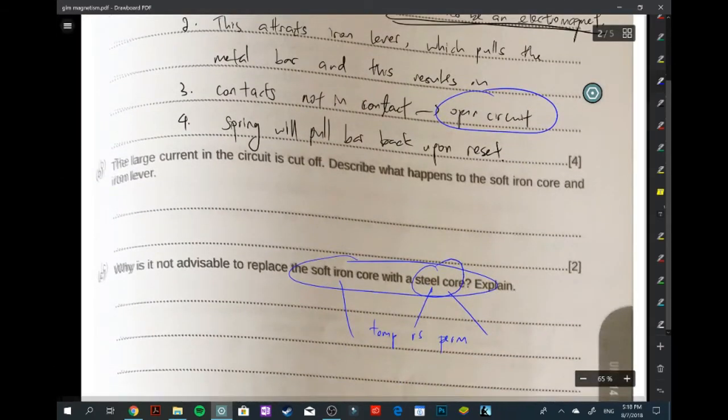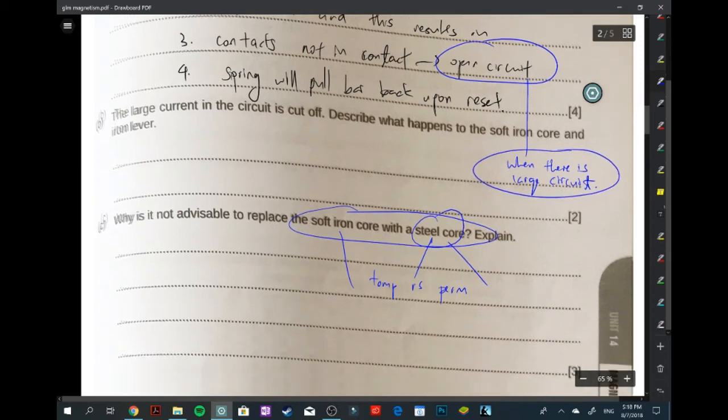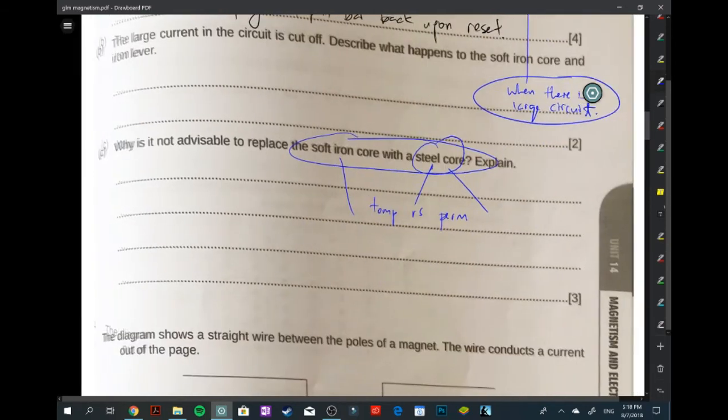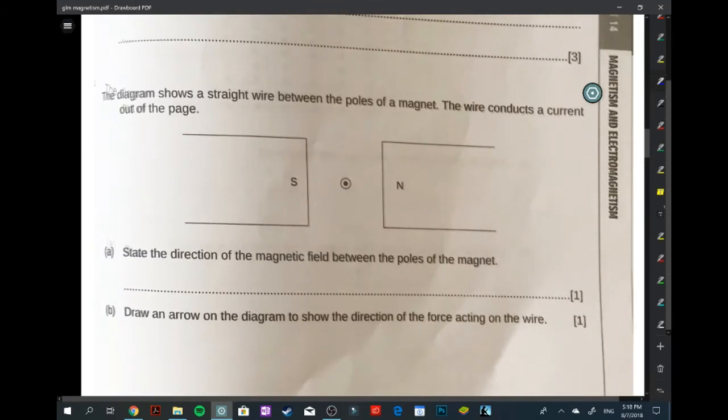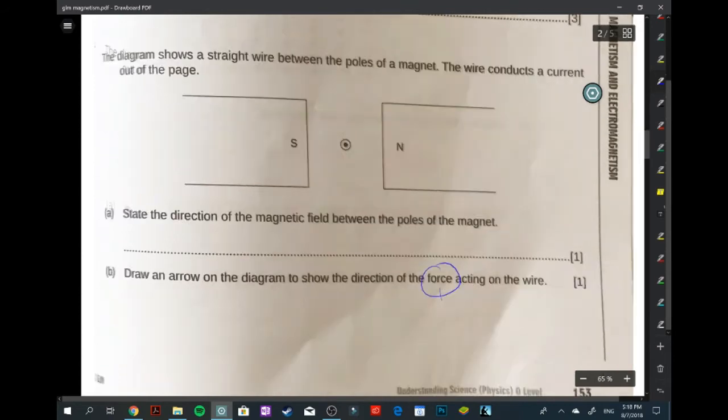Okay, it only functions as an open circuit when there is large current. So that's the purpose. We don't want it to be an open circuit whenever there is a current. That's not what we want. Now, as I mentioned in class, if the question has the word force, you skip the entire question, so we're going to skip this.